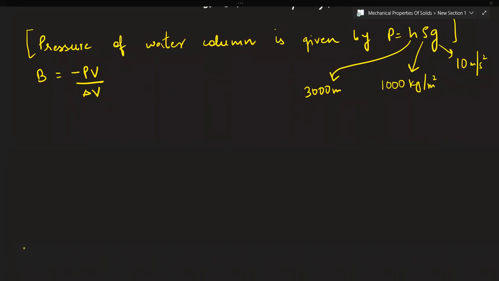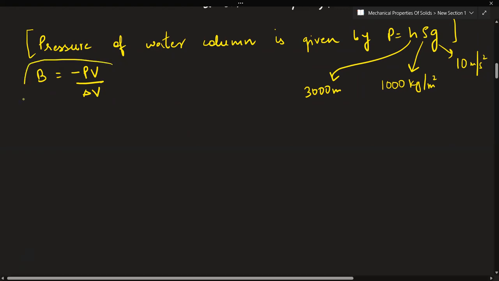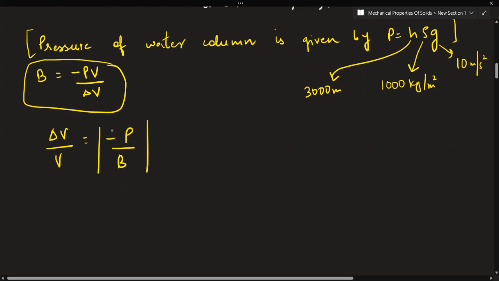Now you have tried, so you'll be able to understand it better. You have understood the formula and what we have to calculate. Now delta V by V, after cross multiplication, would give us minus P by B. Let us take the modulus, because the negative sign only indicates that there is a decrease in volume. So let us put modulus and calculate the value, because the question says it is fractional compression, so obviously there is a negative sign.